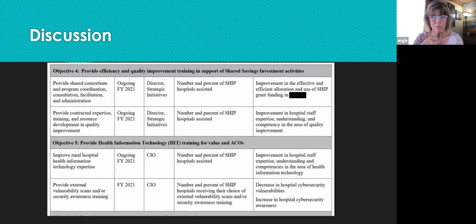The other one, improvement in hospital staff expertise, understanding, and competency in the area of quality improvement. Again, what kinds of QI training did we do? How many participated? How many frameworks were implemented using that understanding and that knowledge to make that difference? So, to really enhance that shared savings investment. Next slide.